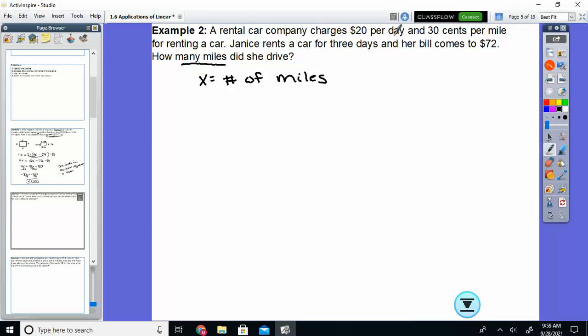Okay, then we have to write our equation. There's no other unknowns, so we're going straight to the equation. She rents the car for 3 days, and she pays $20 per day. So what would I have to do with those? And she also has to pay per mile. So plus, how much does she pay per mile? 30 cents. So we have to do 0.30 times my number of miles, which was X. And equals, how much does she owe? 72. Perfect.